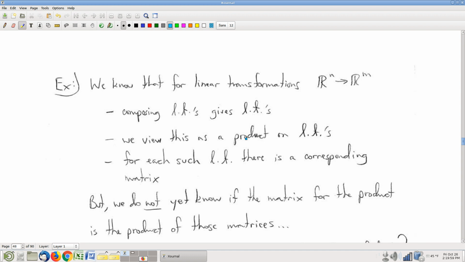All right. So here's the awkward situation we're in. We have a product on linear transformations. We talked about that last time. That's from the algebra of linear transformations. You multiply linear transformations by composing. Okay. All right, fine, no problem. We can define anything we want to.